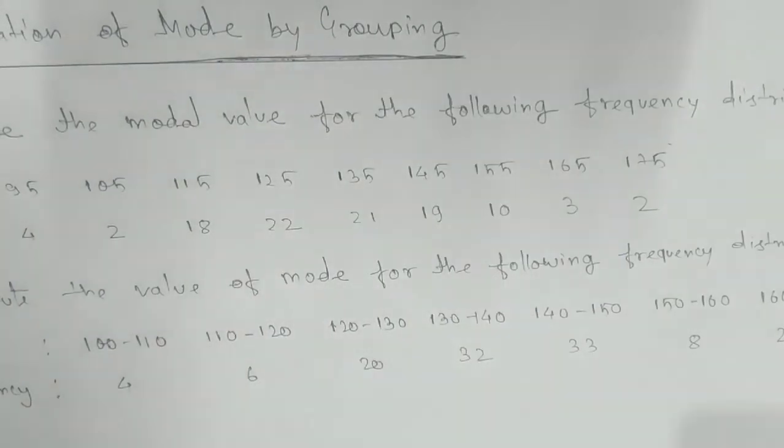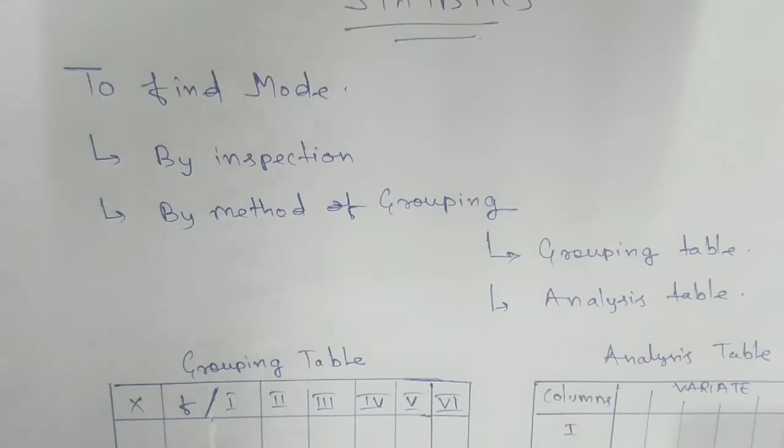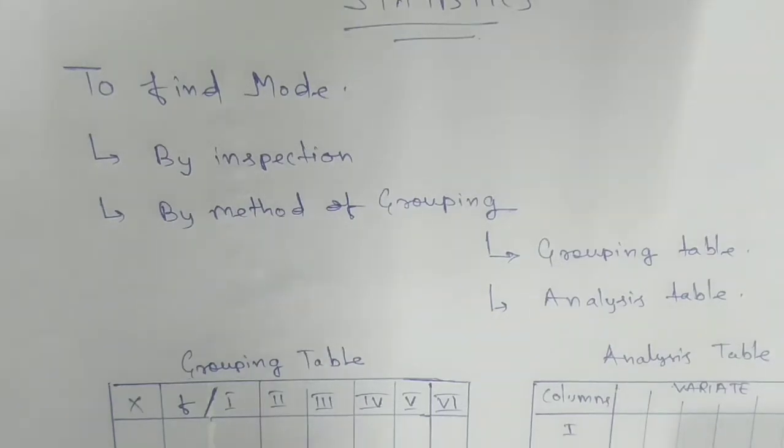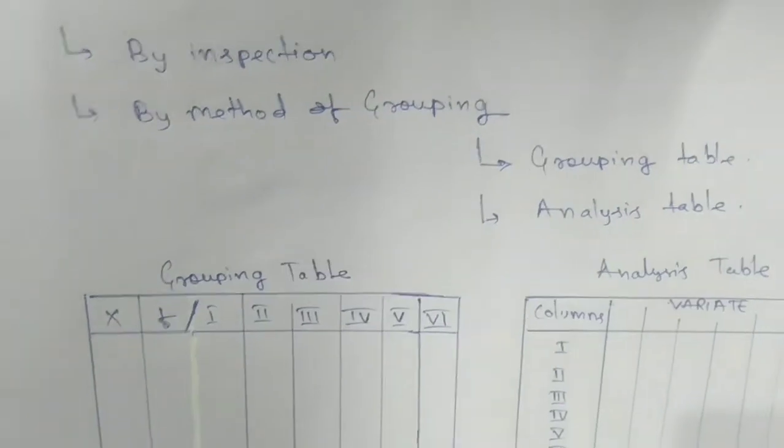Generally, to find the mode, we have two methods. One is by inspection and another is by the method of grouping. Today we're going to learn the method for the ill-defined problem, that means the method of grouping. In the method of grouping, we have two tables: one is the grouping table, another is the analysis table.